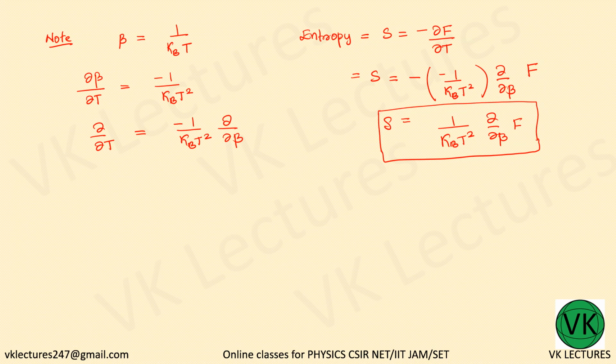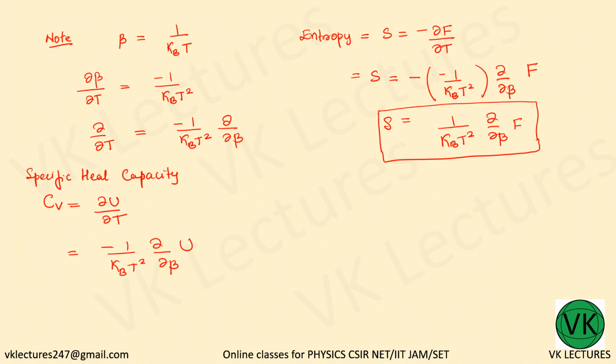Now similarly, we also have the CV, which is specific heat capacity, CV. So CV is given by dou U by dou T. So here also, instead of dou by dou T, we can use minus 1 by kBT squared dou by dou beta of U. Okay, so this is CV. So these are two formulas that we need to remember apart from the regular formulas that we know. Just in case U is expressed in terms of beta, we can use this, or if it is in temperature, we can use the first formula.